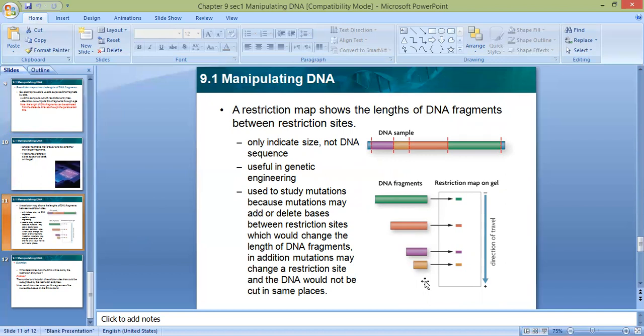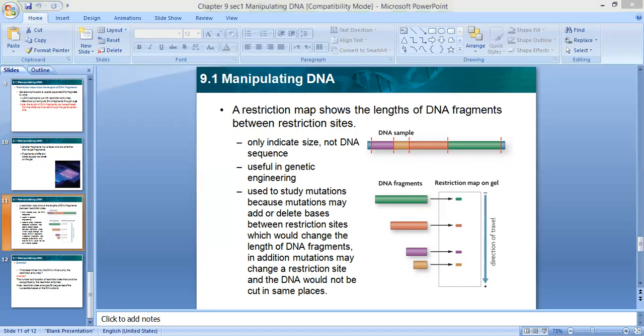Now, a restriction map is very important because it indicates the size of the sequence, but not the DNA sequence. It is useful in genetic engineering and it is used to study mutations. Why? Because mutations may add or delete bases, like a frameshift for example. So between restriction sites, if this happens, it changes the length of the DNA fragment, and you can predict that there is a mutation in the DNA.